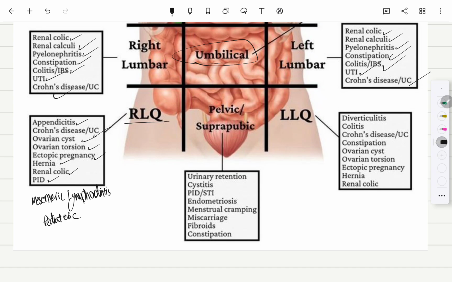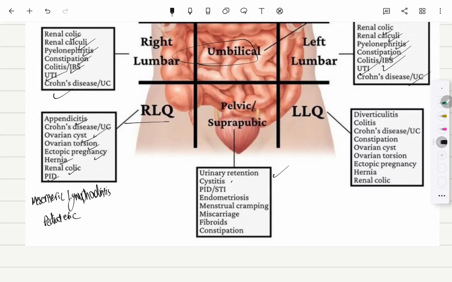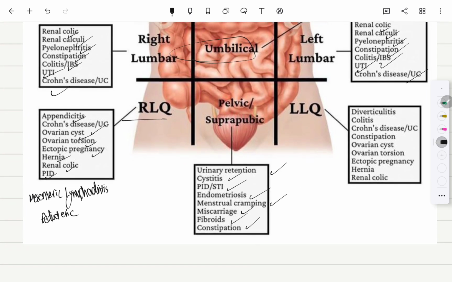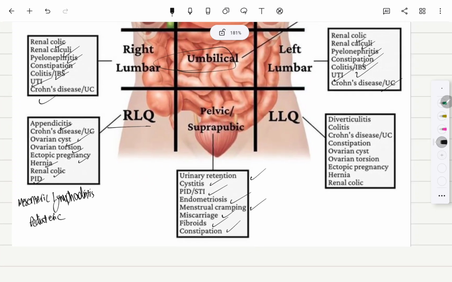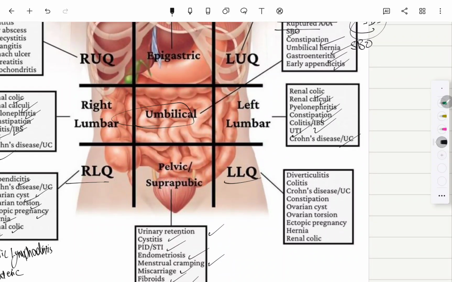Okay, what about the pelvic suprapubic area? The suprapubic area may indicate urinary retention, cystitis, pelvic inflammatory disease, endometriosis, menstrual cramping, miscarriage, fibroid, constipation. Okay, it is better to be male than female. Okay. Left iliac pain may present diverticulitis, colitis, Crohn's, constipation, ovarian cyst, ovarian torsion, ectopic pregnancy, hernia, and renal colic.